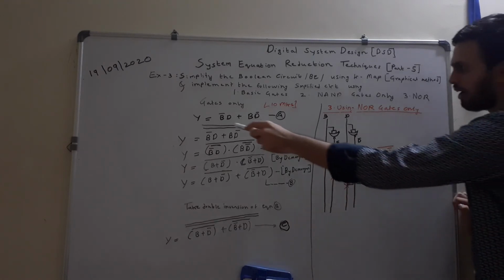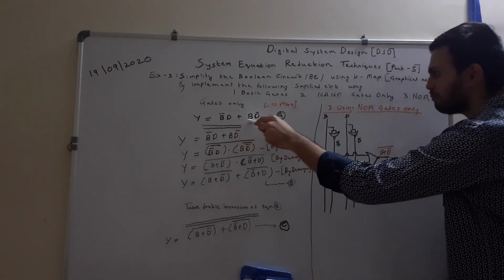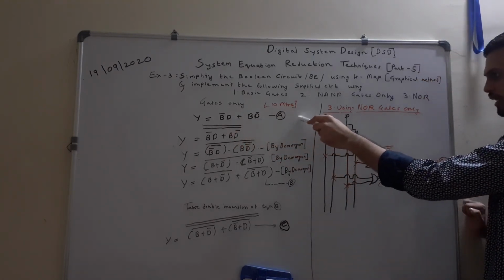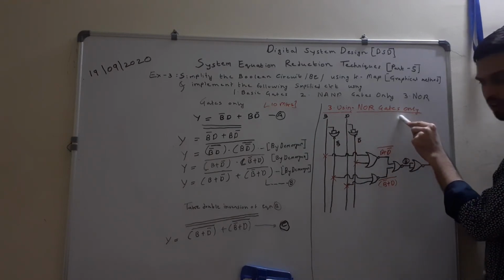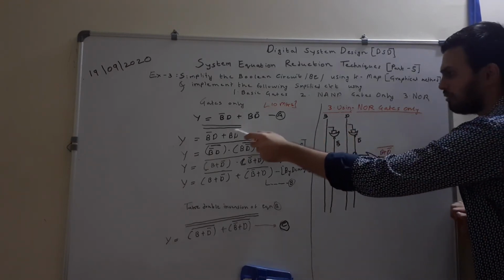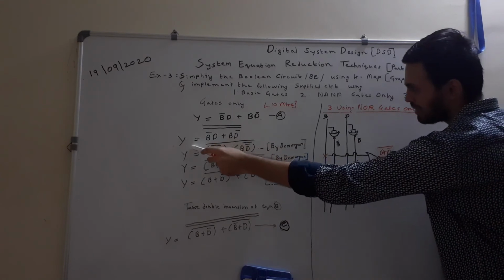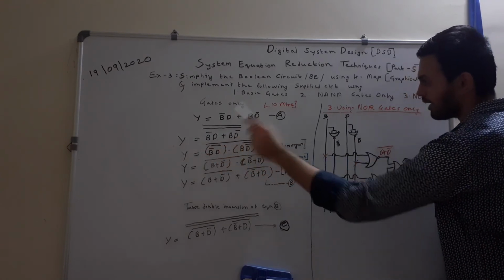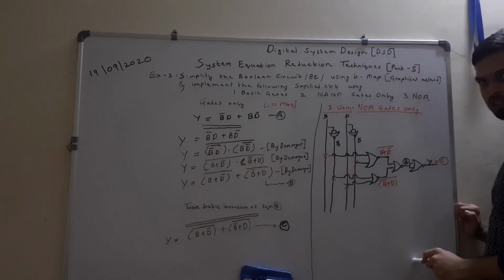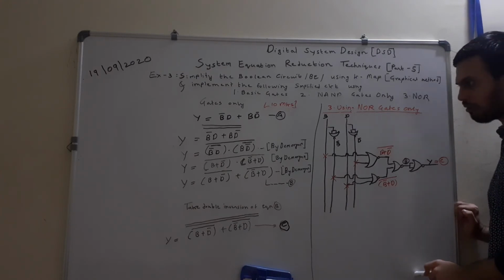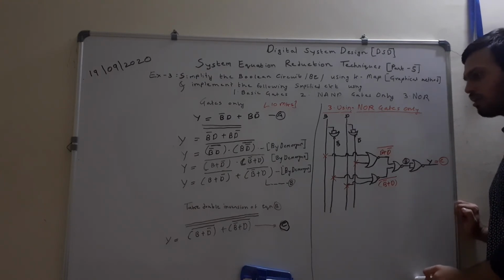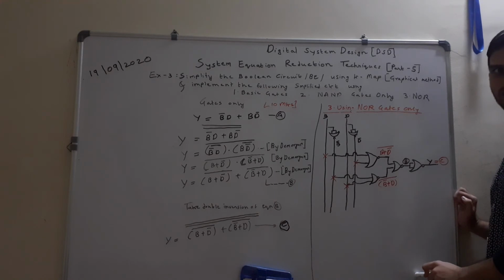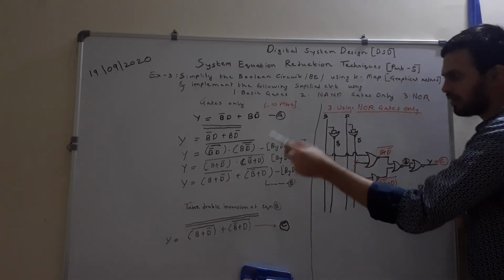Now here we have Y is equal to B bar D plus B D bar. This is our equation number A. Now in order to realize using NOR gates, we are taking the double inversion of that expression, that is Y is equal to B bar D plus B D bar. And why are we taking double inversion? By taking double inversion or double complement, the meaning of the equation doesn't change even after certain Boolean manipulations. So understand now.